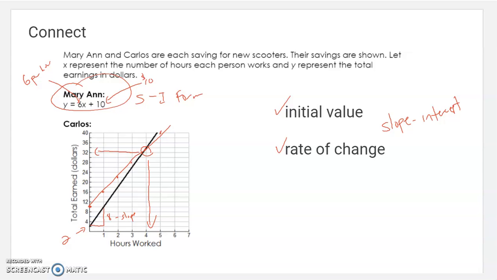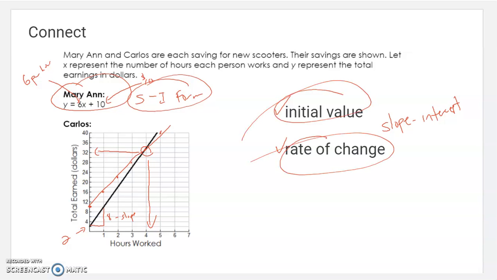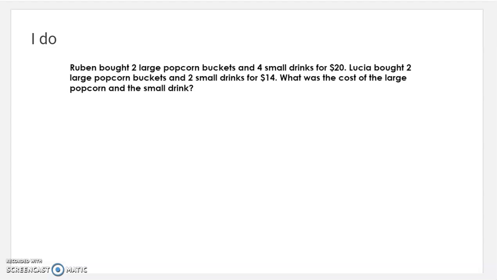And that was great. It was in slope-intercept form. We know what to do with that. Pretty easy to do. What about situations like this today? Stop and read it for a moment, and then I'll talk about what I mean.